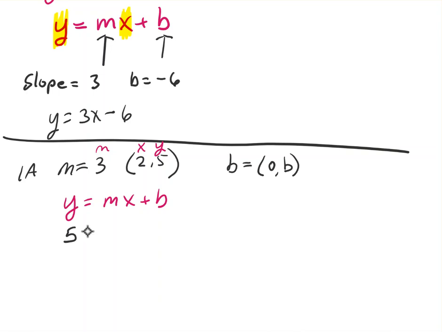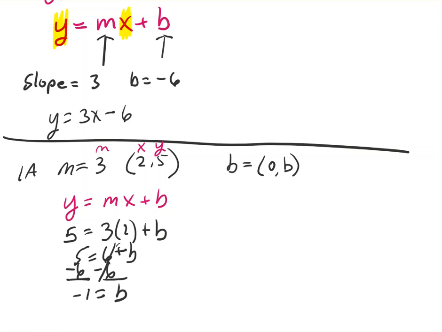Y is 5 equals, what's M? M is the value of 3. Remember, these two are being multiplied together, so I'm just going to put the X right here. And this time, instead of the X, I'm going to put the value of X, which is 2, plus B, because I don't know what B is. Well, now we just need to find it. All right, well then, 3 times 2 is 6. Get B by itself, and you get B is equal to -1.